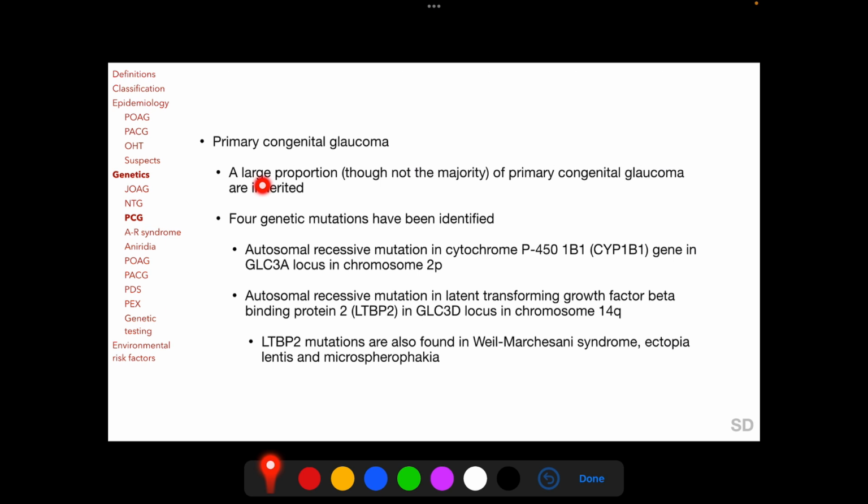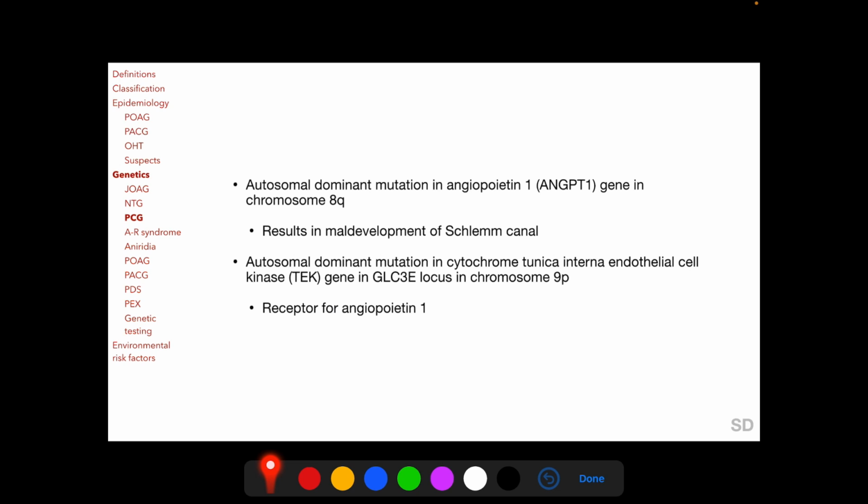A large proportion, though not the majority, of primary congenital glaucoma are inherited, and 4 genetic mutations have been identified. Autosomal recessive mutations in CYP1B1 gene and LTBP2 gene. LTBP2 mutations are also found in several entities which are characterized by compromised zonular support of the crystalline lens. The other 2 mutations causing primary congenital glaucoma are autosomal dominant in nature and are in ANGPT1 gene and TEK gene.